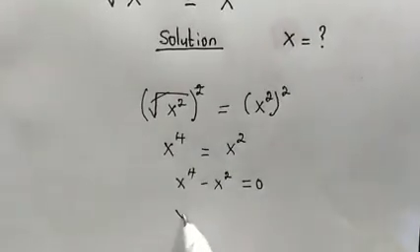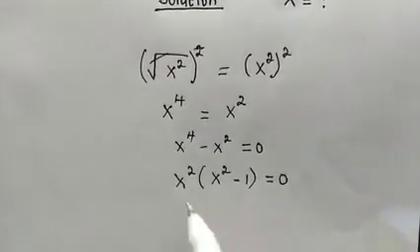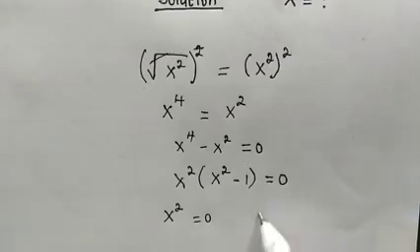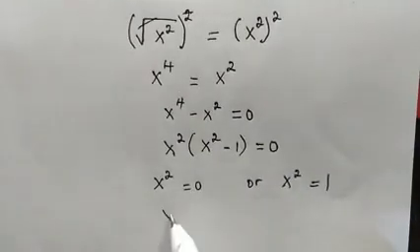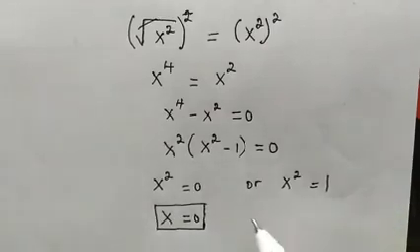x squared is common here. We factor out x squared. Here we have x squared minus 1. So therefore this is equal to 0, right? So from here we have x squared is equal to 0, or x squared minus 1 is equal to 0. So from here we have x is equal to the square root of 0, which is 0. So this is a solution, right?